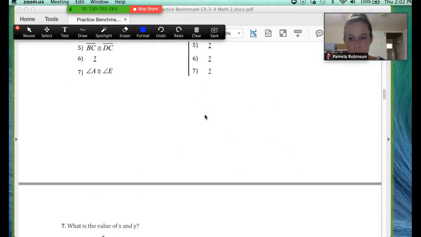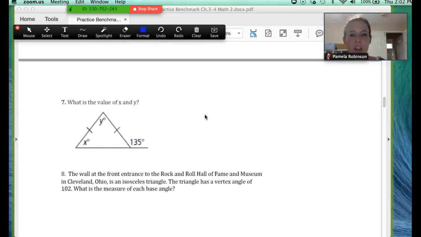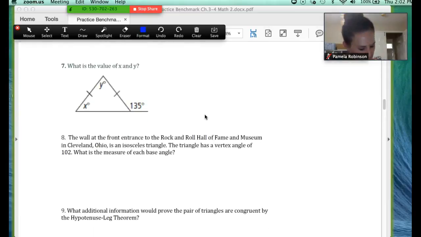Okay, so that's number 6. Let's go on to number 7. What is the value of x and y? All right, looking at this, I can figure out a few things. This is a straight line, so that means that these have to be 180, supplementary. I also know the exterior angle is equal to the 2 remote interiors for that same reason. These have to be 180 when I add up the angles of a triangle. So this and this has to be 180. This and this has to be 180. So that's going to equal those two. Exterior equals the 2 remote interiors.